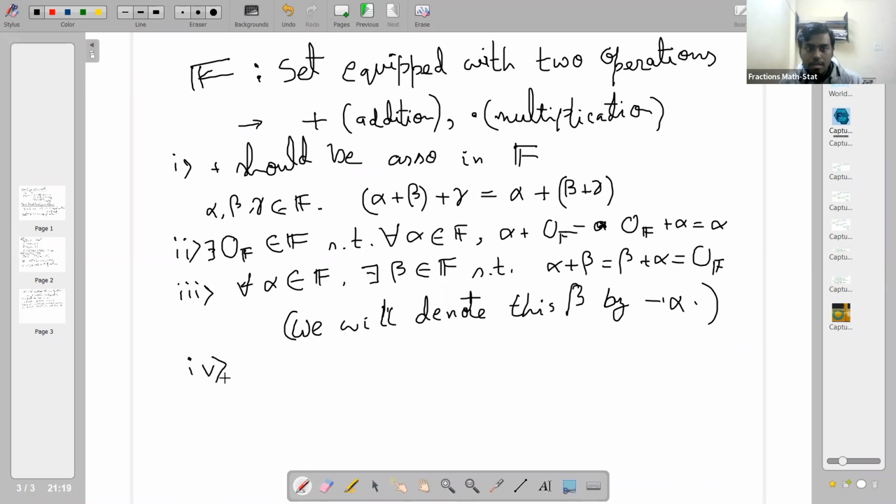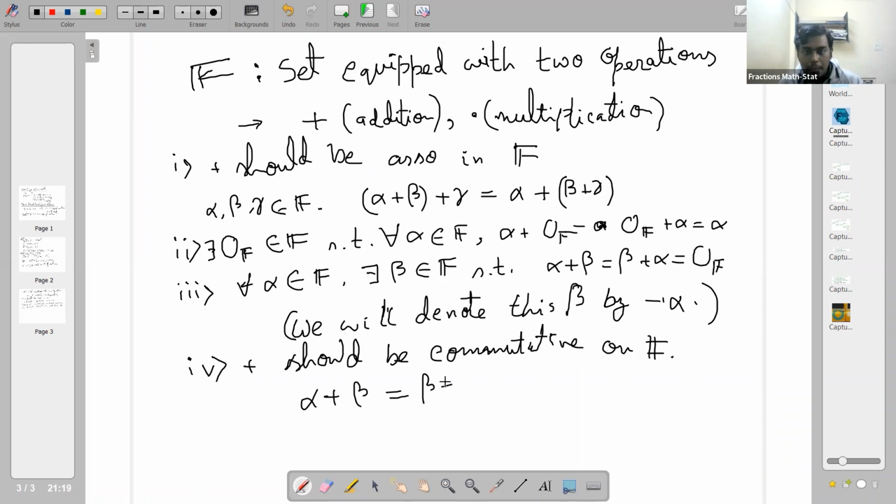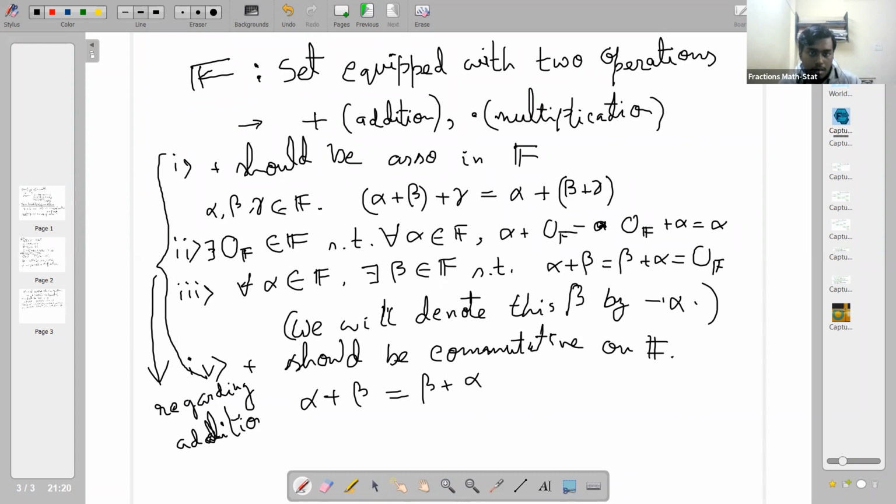The fourth property is that the addition should be commutative. So what do I mean by commutative on that set F? Commutative means alpha plus beta is same as beta plus alpha. Okay. So this is commutativity. So these four properties are regarding the addition. So field addition should have these four properties. Okay.